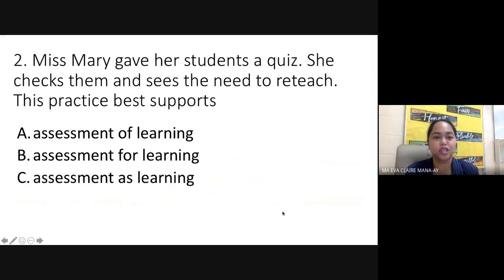We go to question number 2. Miss Mary gave her students a quiz. She checks them and sees the need to reteach. This practice best supports. As we can see in this sample, Miss Mary uses the results of this type of assessment to try to change the way she teaches, and she sees that there is a need for her to reteach. And so this type of assessment is assessment for learning.